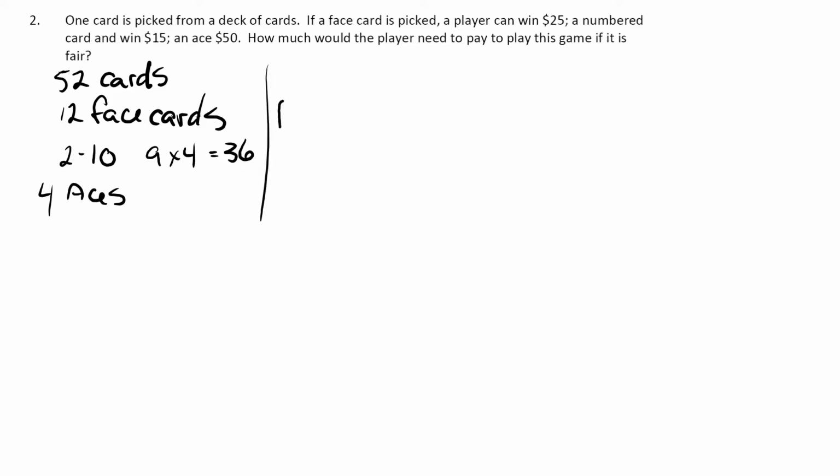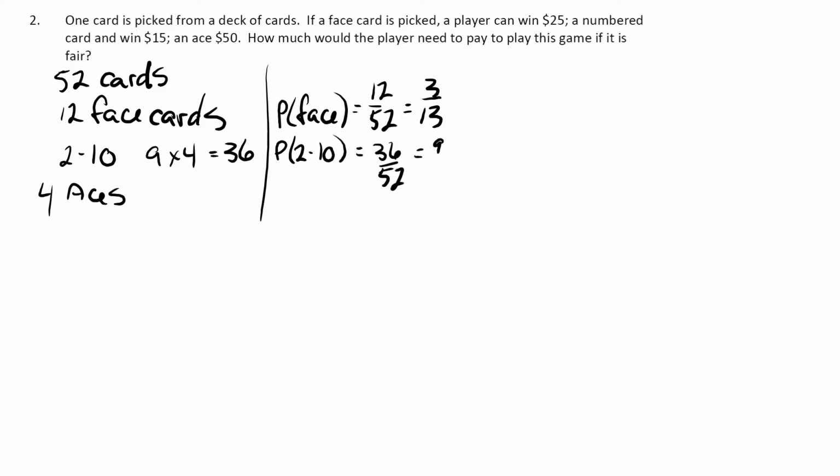So my probability of getting a face card is equal to 12 out of 52, which can be reduced down to 3 out of 13. My probability of getting 2 to 10 is 36 cards out of 52, which we can reduce down to 9 out of 13.